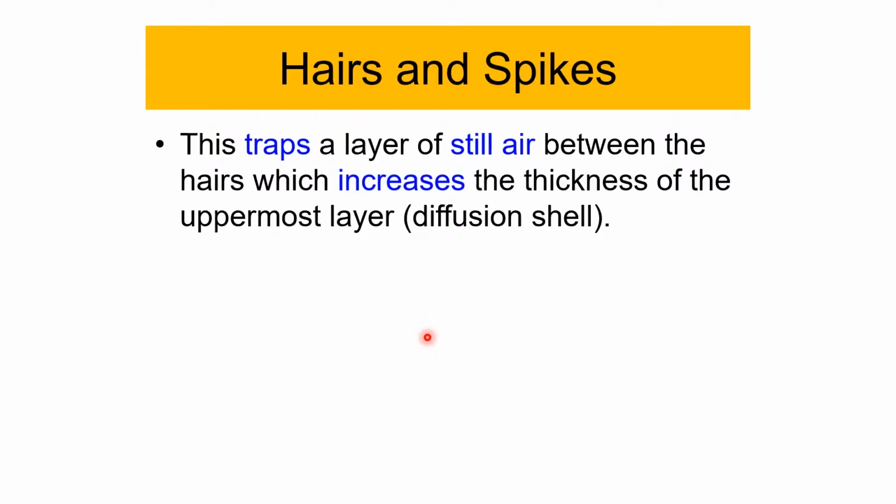Right? Then talking about the hair and the spike. What these do, these hair and spike, is they trap a layer of still air between the hair.